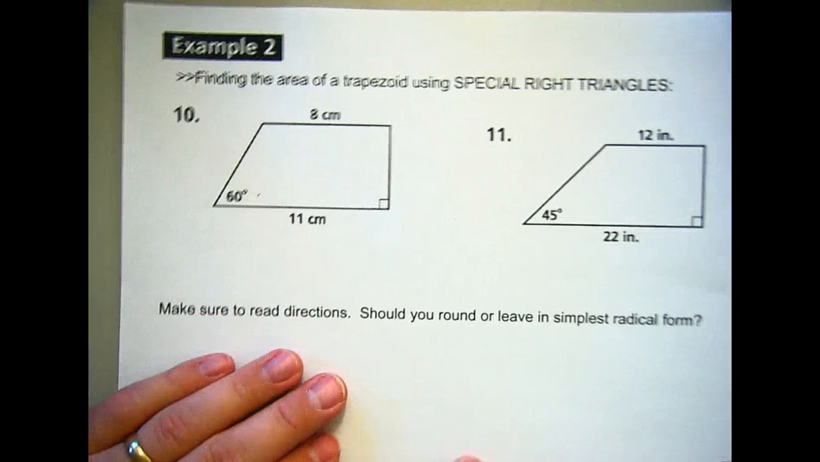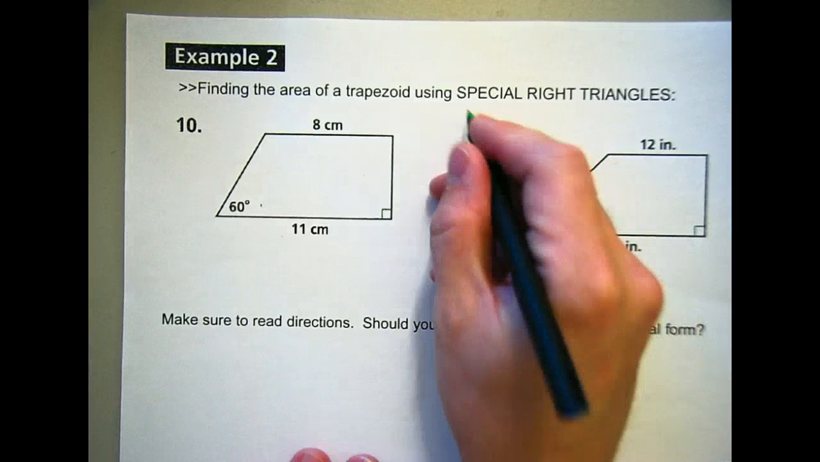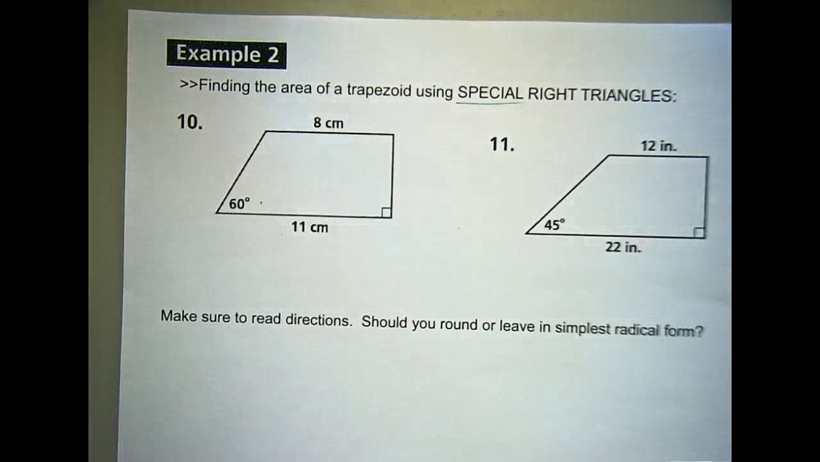Okay? So, number 10. Find the area of trapezoids using special right triangles. That's why they can't be called lamicals. We're dealing with radicals. Okay? Should you round or leave in simplest form? Simplest radical form. What's it say in your directions? Simplest. Good. Number 10 says simplest radical form.